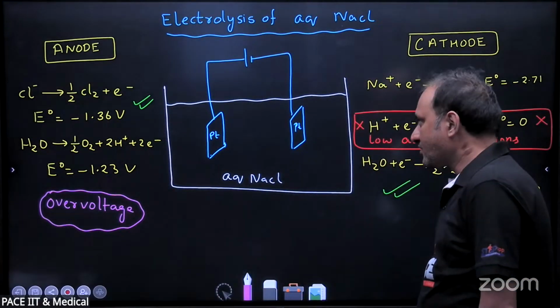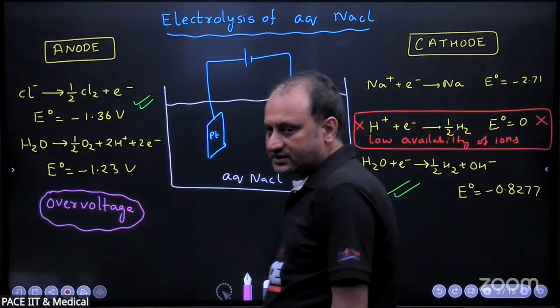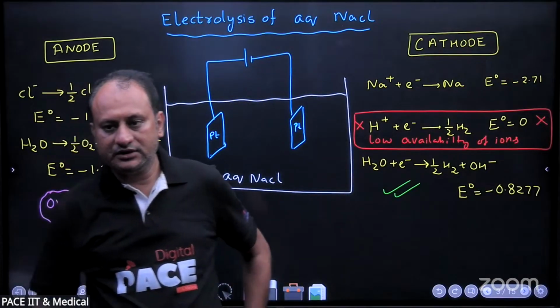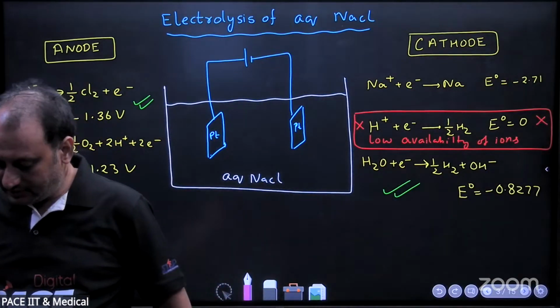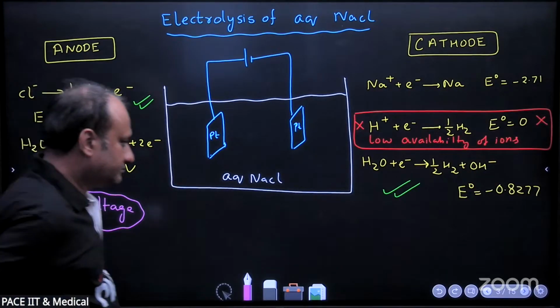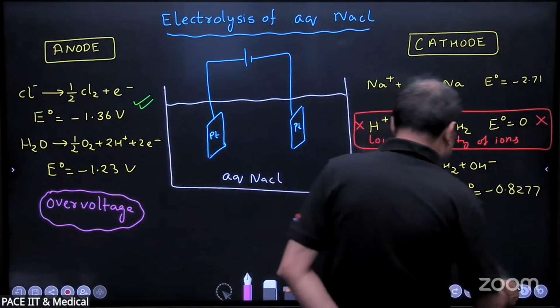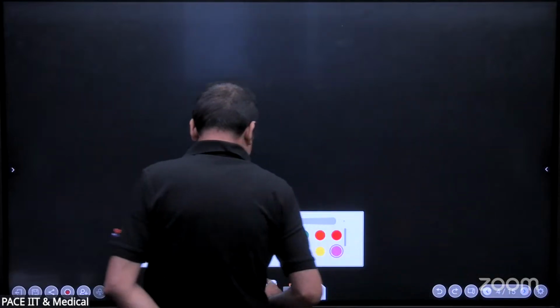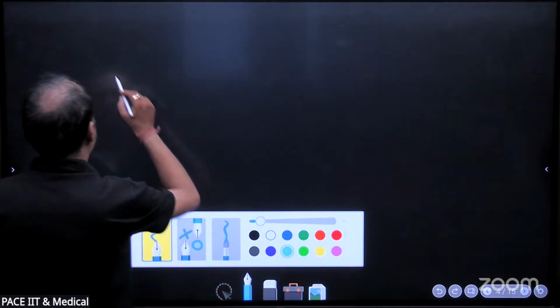So this is electrolysis of aqueous NaCl. The products here being at cathode, hydrogen gas and hydroxyl ion. At anode, chlorine gas will be liberated. Now in the same electrolysis, we can make one further change.